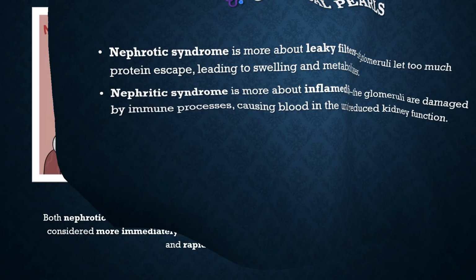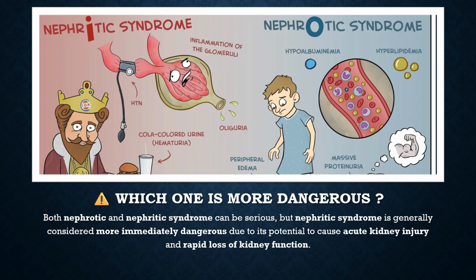So, which one is more dangerous? Both nephrotic and nephritic syndrome can be serious, but nephritic syndrome is generally considered more immediately dangerous due to its potential to cause acute kidney injury and rapid loss of kidney function.